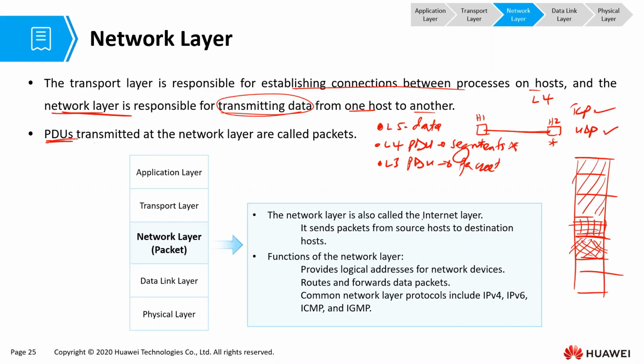So the network layer is also called the internet layer, and it sends packets from source host to destination hosts. The functions include providing logical addresses for network devices, routing and forwarding data packets. So addressing, routing, and then the common network layer protocols: IPv4, IPv6, ICMP, IGMP, and other protocols.